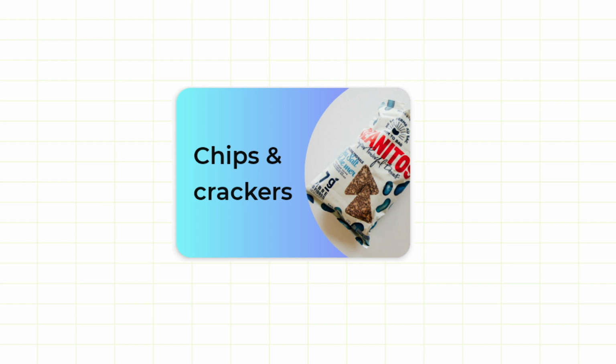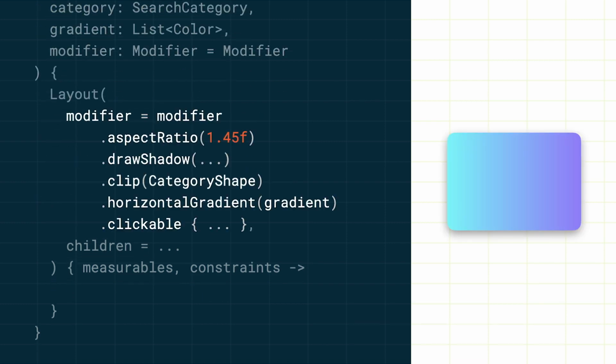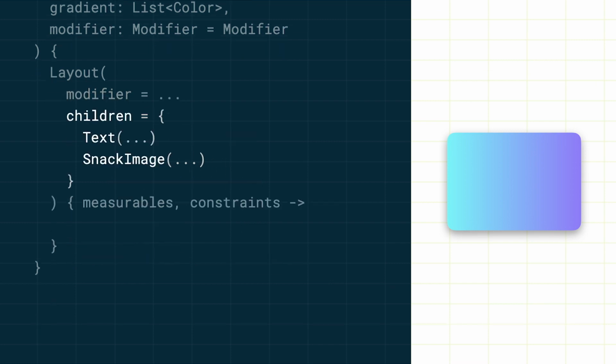Let's use this technique to build the search category item. It's a custom composable wrapping a call to the layout composable. Here, we specify the modifier chain we saw before to size the item, render the background and shadow, and clip it to a rounded rectangle. We directly specify that this item should contain a text and an image.